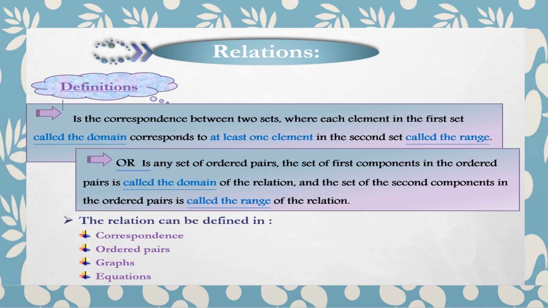The set of first components in the ordered pairs is called the domain of the relation, and the set of the second components in the ordered pairs is called the range of the relation. The relation can be defined in four different forms. The first form as a correspondence between two sets, or it can be defined in ordered pairs, or in graphs, or in equations.